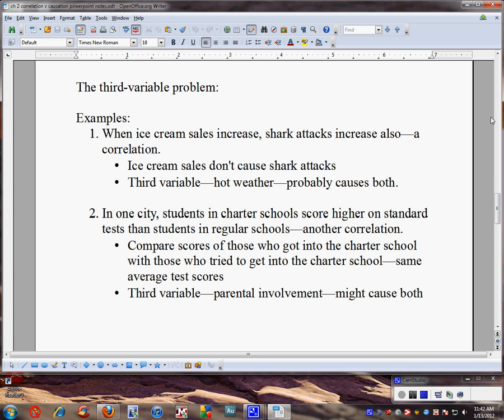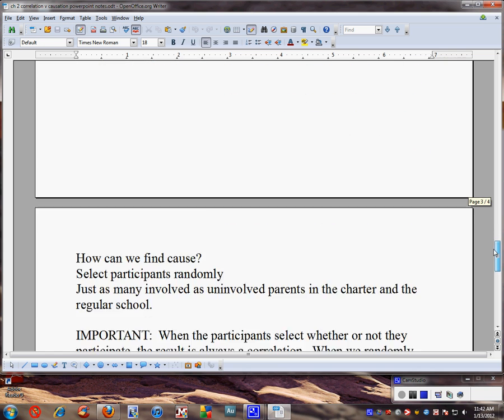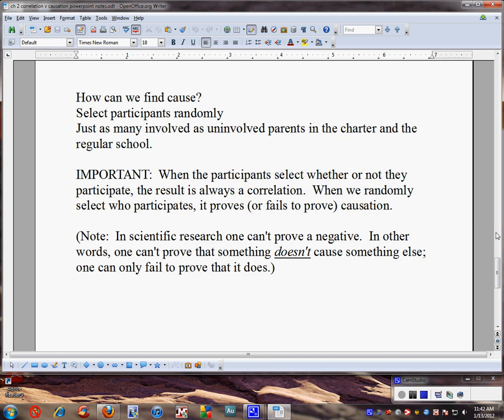So we find that it isn't the charter school that's actually causing their scores to go higher, but it's probably a third variable, something like parental involvement or motivation, that might cause both groups to have higher scores. Okay. So how could we then find out whether or not one variable causes another? Well, the key is we have to select those that are going to be in our research randomly, so that just as many people in each group have motivated or involved parents, let's say, as in the charter school example.